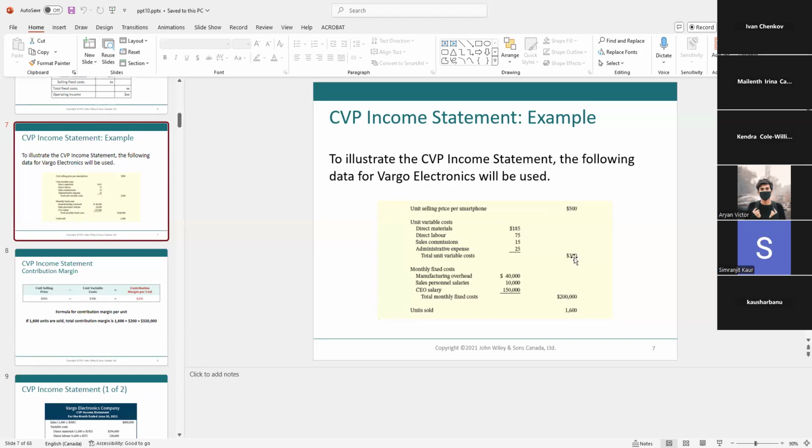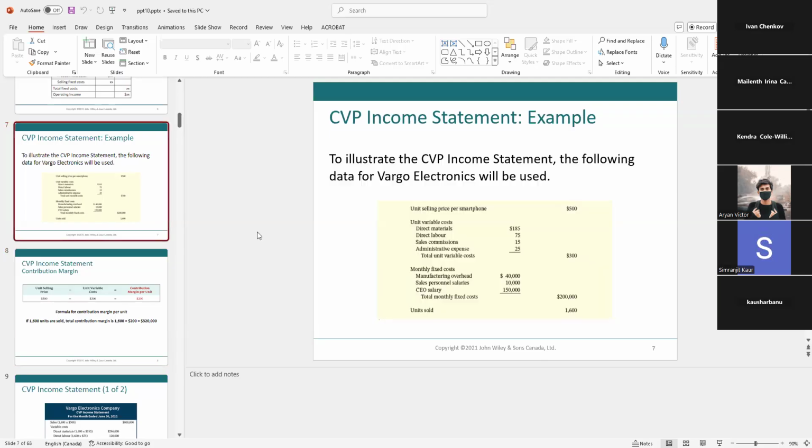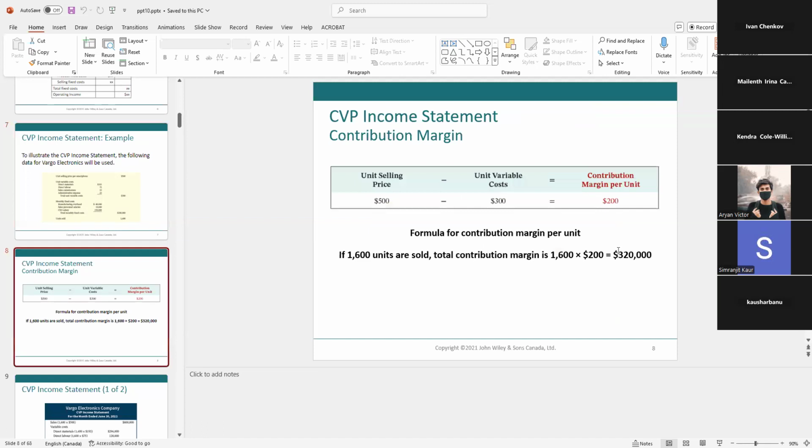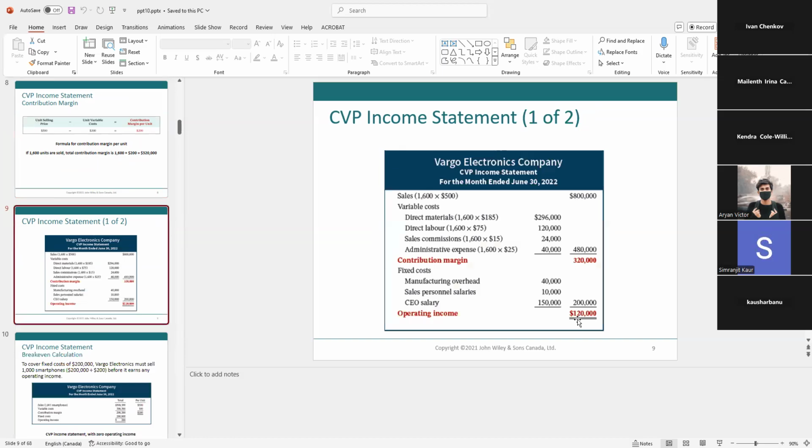So this is if we sell only one unit. Now, selling price minus the variable cost is going to give us contribution margin. So from that one unit that we're selling, we're generating $200. If we're selling 1,600 units, that means we're going to generate sales of $320,000. Is that enough to cover our fixed costs? Yes, it is. So if we run the calculation, our operating income will be $120,000.